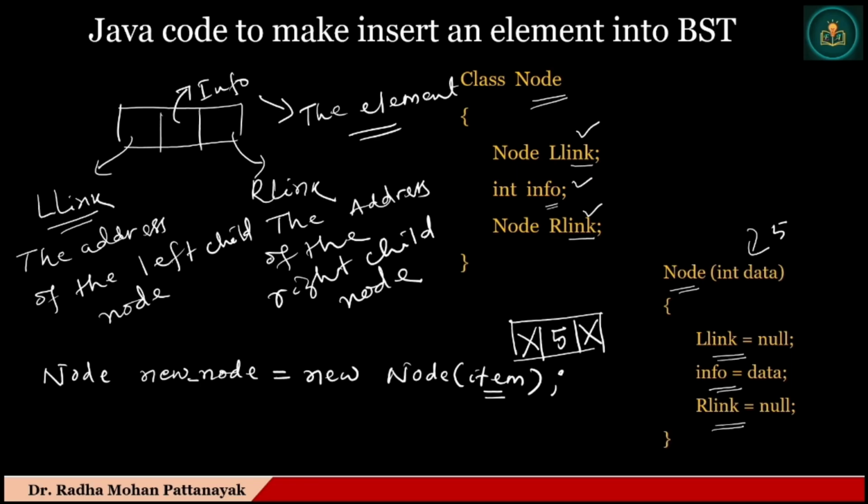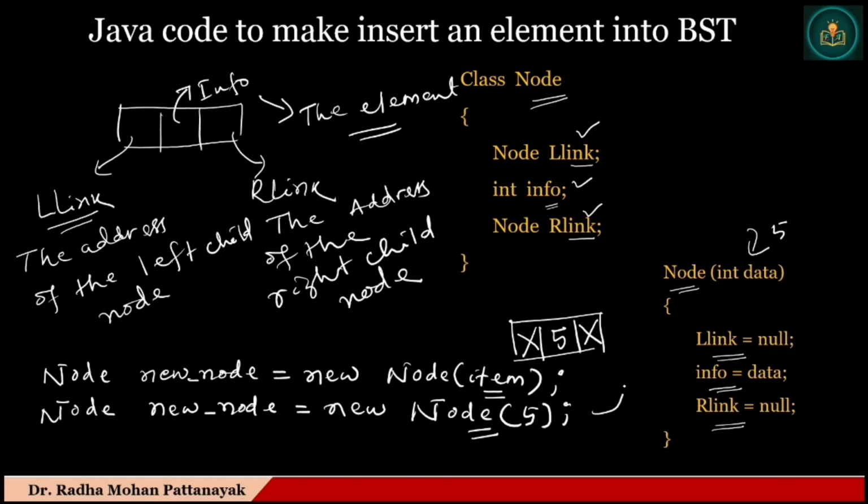Here 5 is your item. So for 5 we will create the node like this: Node newNode equals new Node, in brackets we write 5, then a semicolon. If we do like this, it will create a node, and the name of the node is newNode.